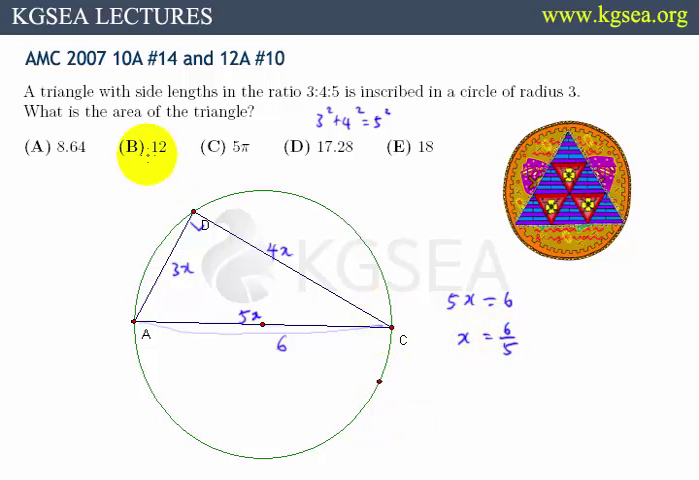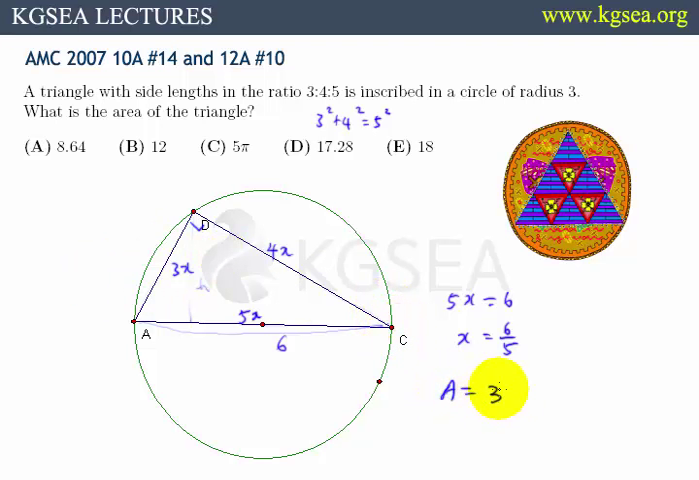Okay, very good. What do they want to know? The area of the triangle. Oh, the area of the triangle is base times height divided by 2. I hope you are not looking for this height. Here's the base for you. Here's the height for you. Okay, so what's the area?